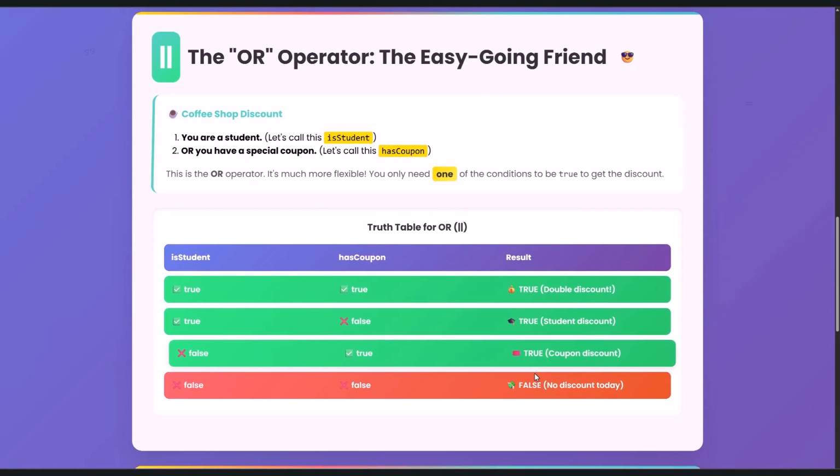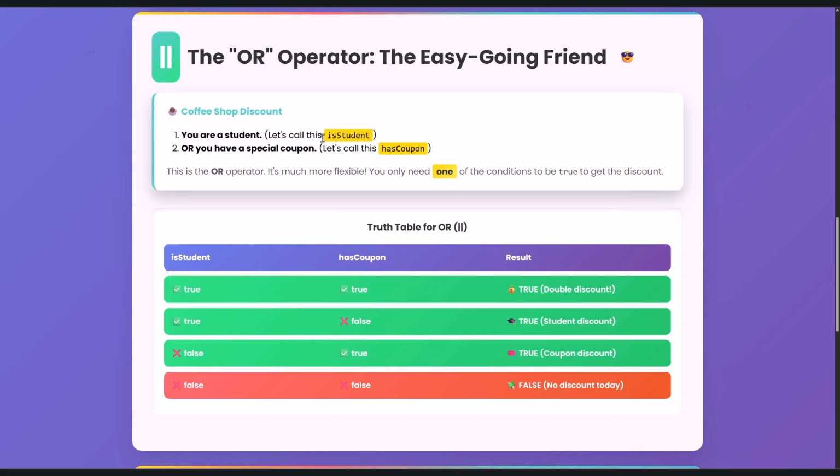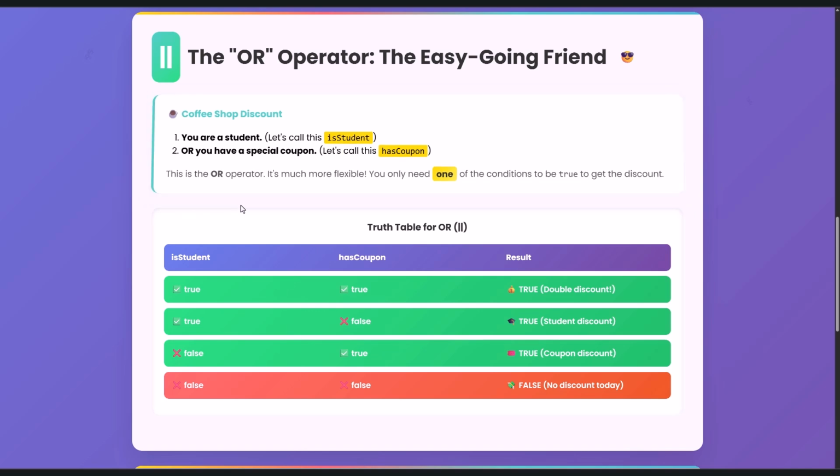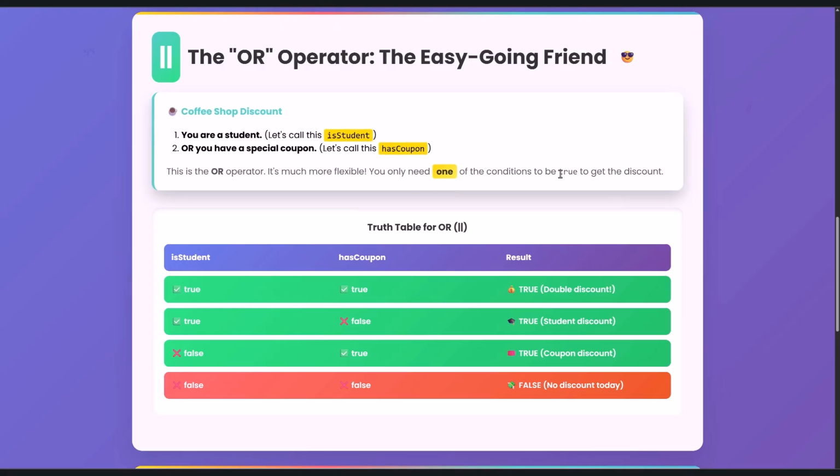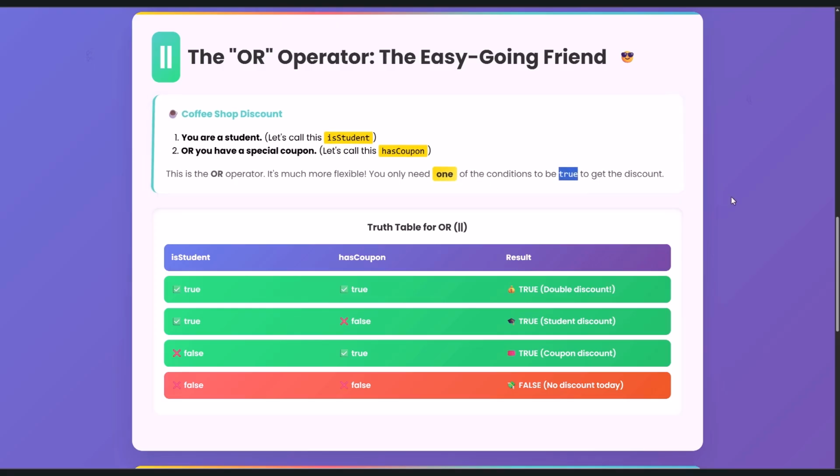Next, or operator. Now, let's imagine a different scenario. You're at a coffee shop and they have a special offer. You get a discount if you're a student. Let's call this is a student. Or you have a special coupon. Let's call this has coupon. This is the or operator. It's much more flexible. You only need one of the conditions to be true to get the discount.